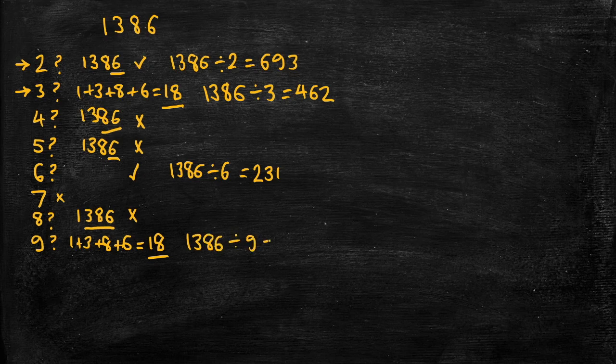Let's check. So it comes to 154, which is a whole number, so sure enough the number is divisible by 9.